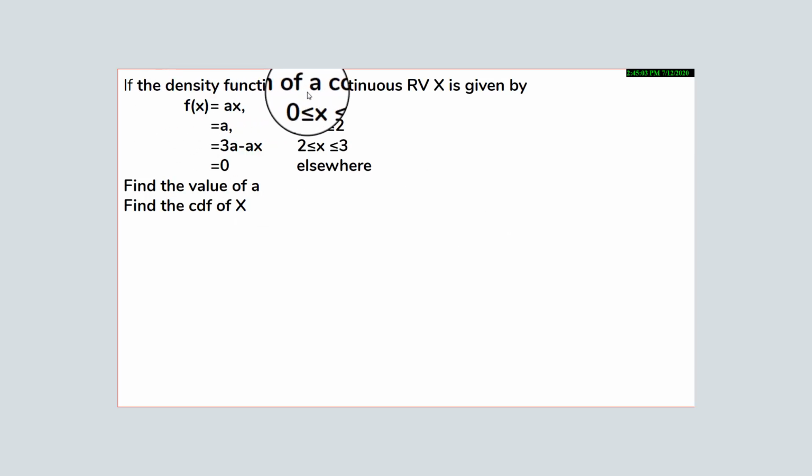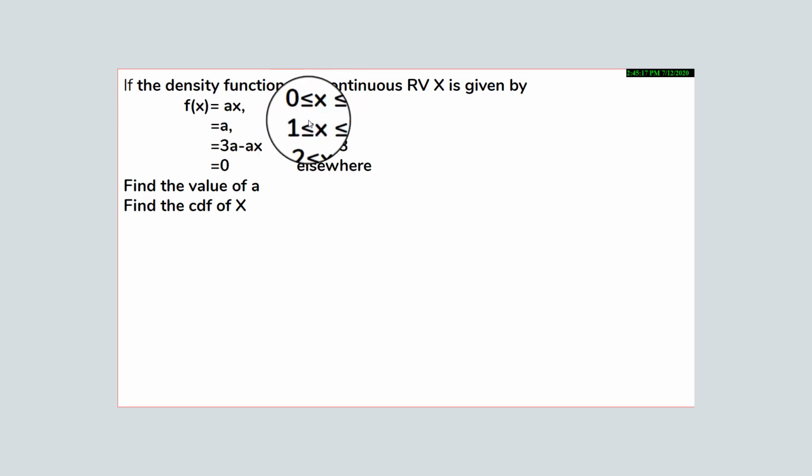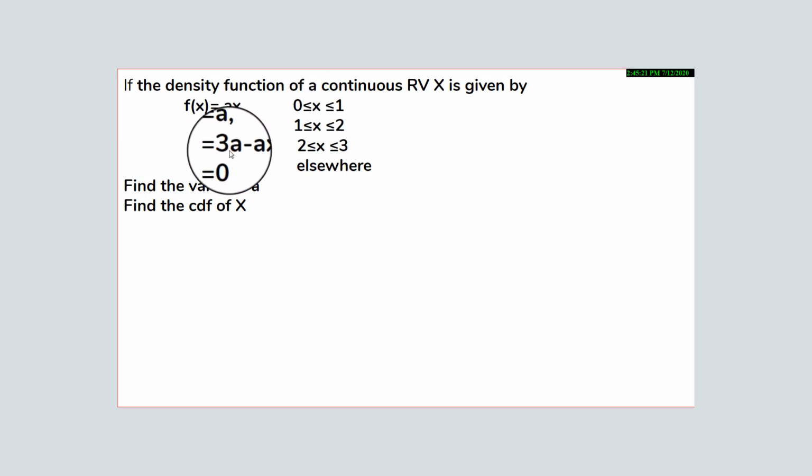If the density function of a random variable x is given by f of x is equal to ax, for x lies between 0 and 1; is equal to a for x lies between 1 and 2; and is equal to 3a minus ax where x lies between 2 and 3, and it is 0 elsewhere. It says to find the value of a and find the cumulative density function of x.